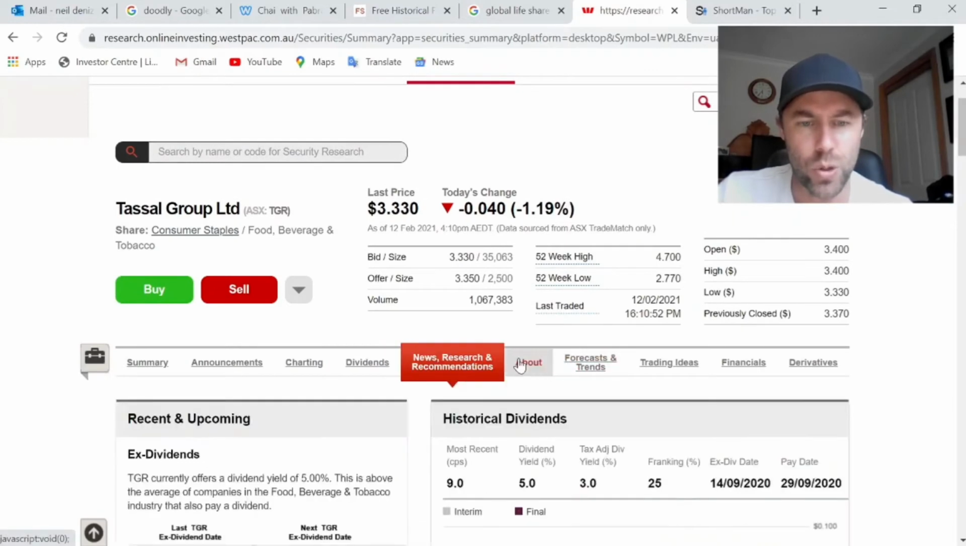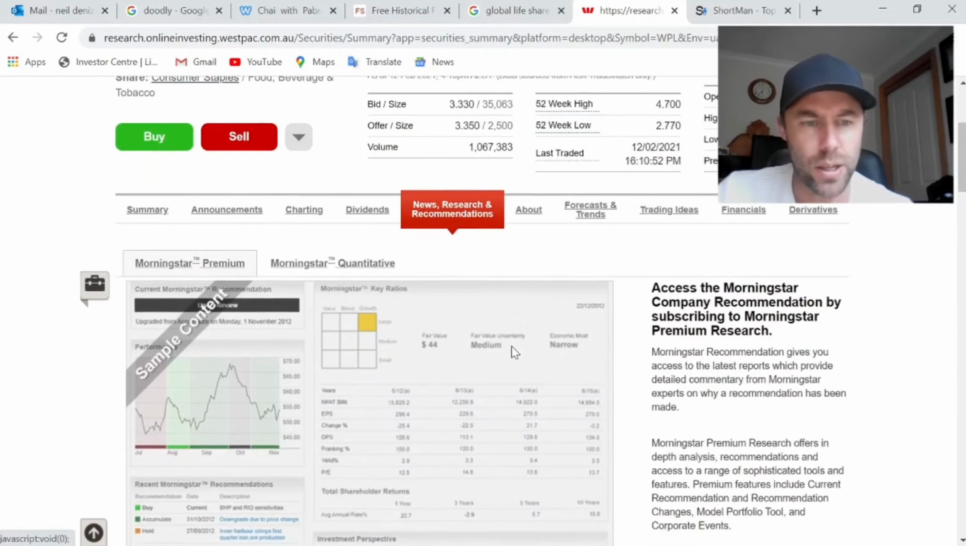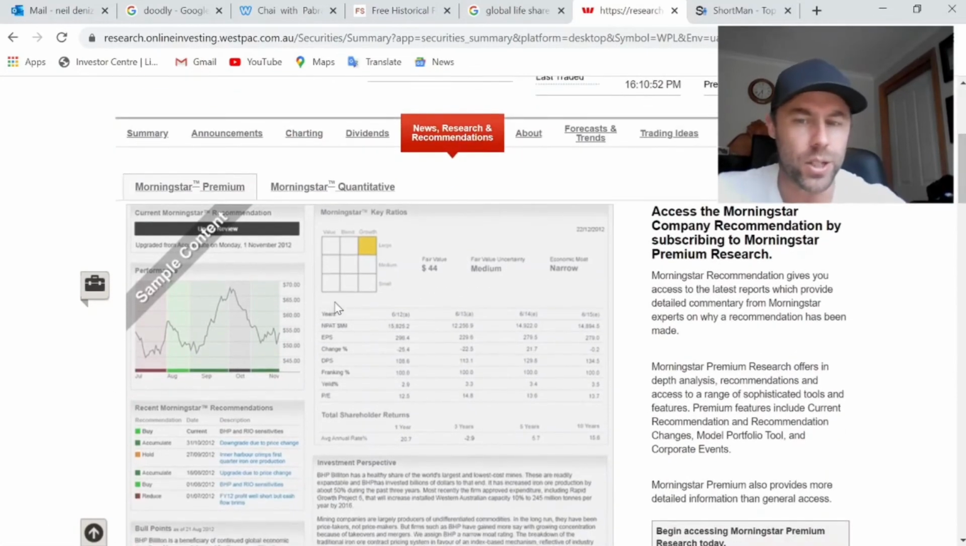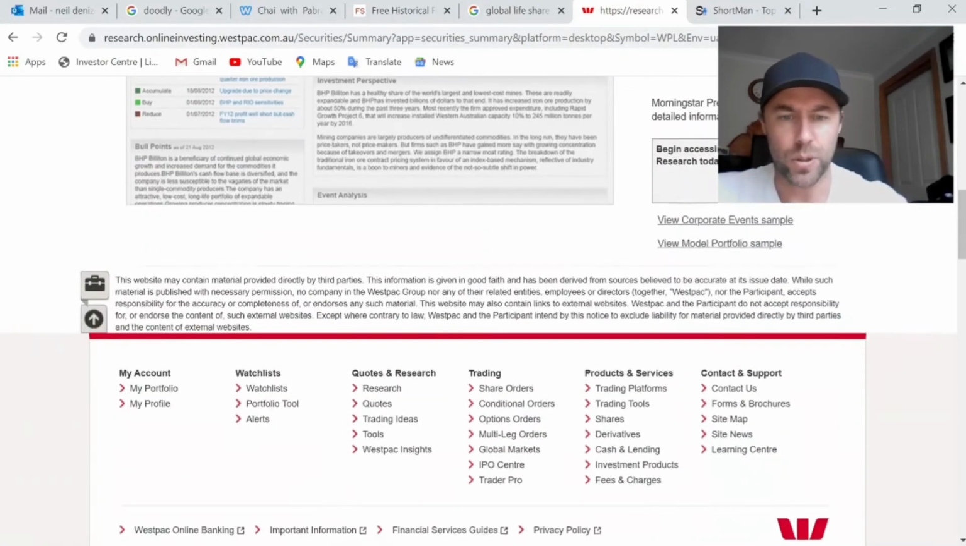So then we go into the news, research, and recommendations here. And this is one of the sections where you can't get access to some of it, but you can get access to some of it on the free version as well. So the premium version here, obviously, I don't have that like I just mentioned earlier. So there's not much there I can look at.